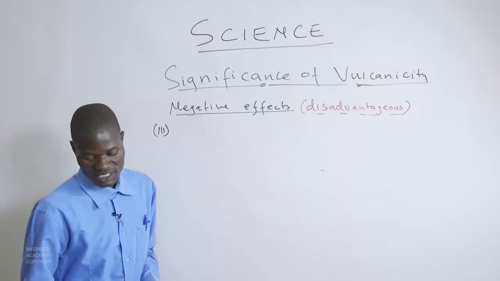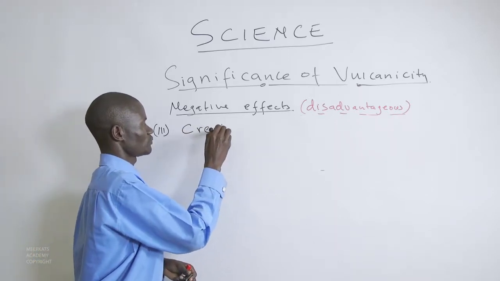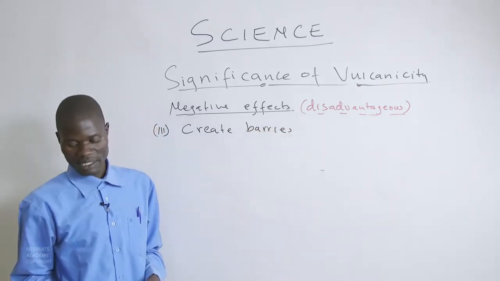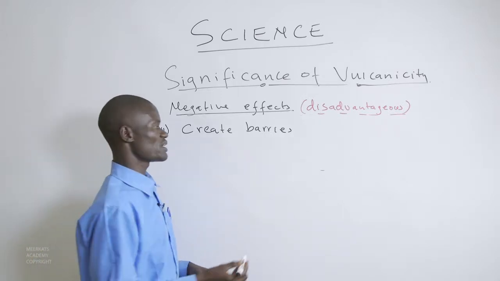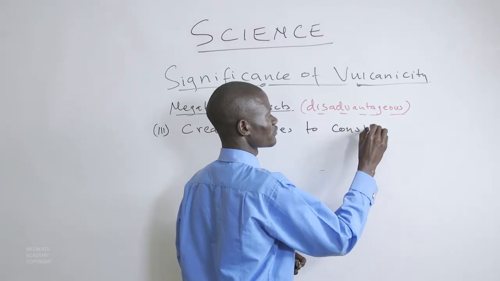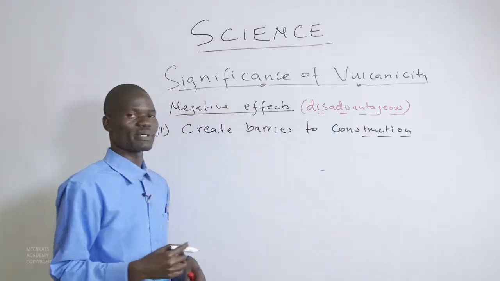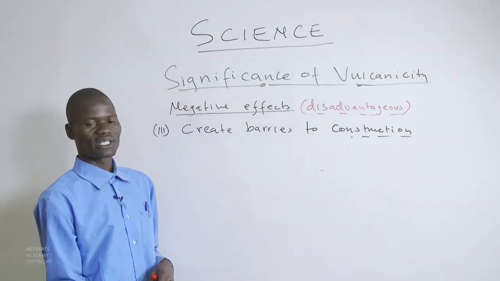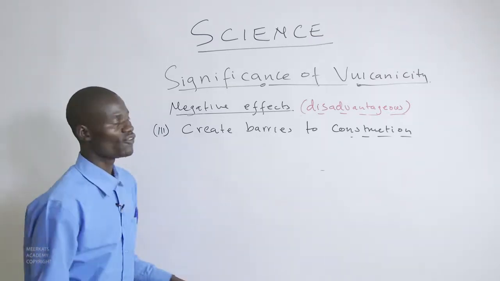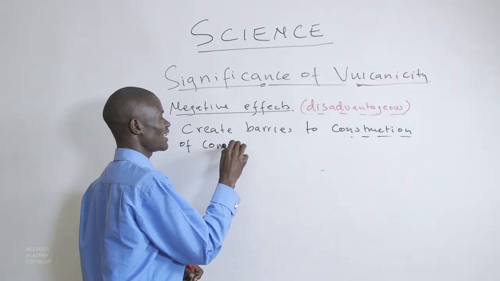Another negative effect of volcanic mountains is that they create barriers, especially to construction. Why do we have barriers to construction? Because the basement over which the foundation can be laid has been destabilized, and therefore construction of communication lines can also be paralyzed.